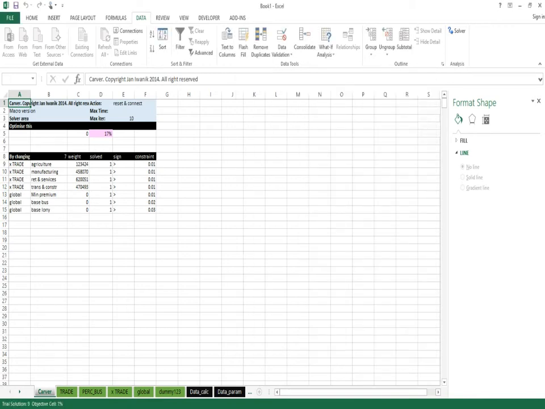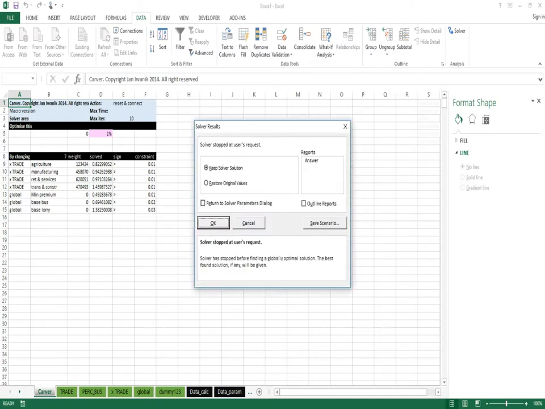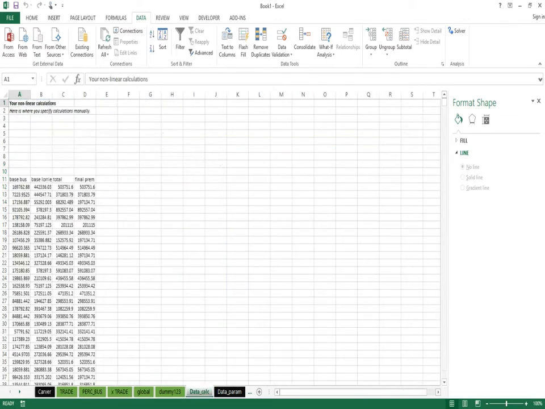And it only takes a few seconds to finish this calculation, and it's based on 8,000 rows. Okay, and so here are the new pricing parameters. Let's just compare them to existing ones.